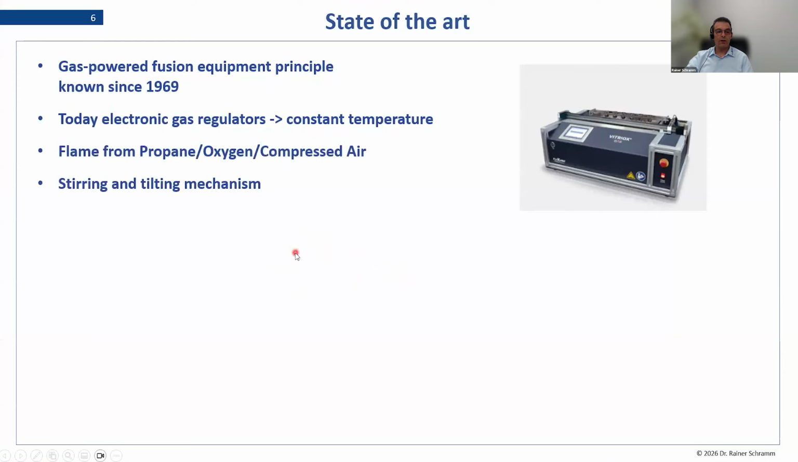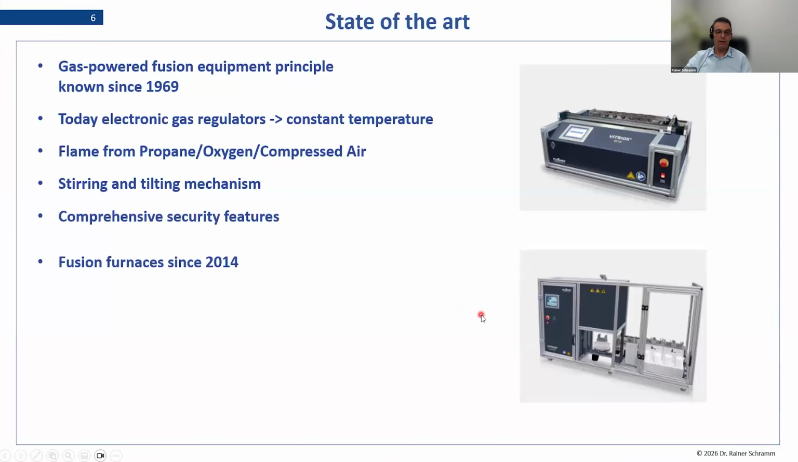Then, of course, the agitating and the pouring is established over years. So we use really agitating, and this makes sure that you have a very efficient homogenization in your fusion process. And of course, nowadays, all kinds of security features are integrated so that you can guarantee a safe operation.